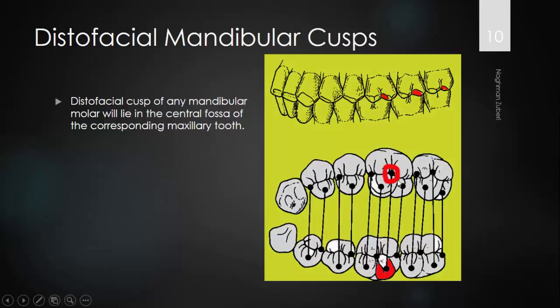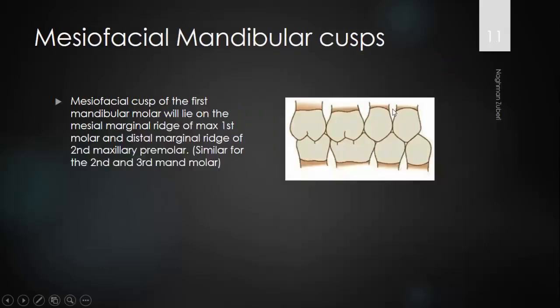This is the distofacial cusp of the first permanent molar, and this is the central fossa of the maxillary first permanent molar. Similarly, this is the distofacial cusp of the lower second molar, and this is the central fossa of the maxillary second molar. Similarly, you can see even the third one over here. Mesiofacial mandibular cusps.